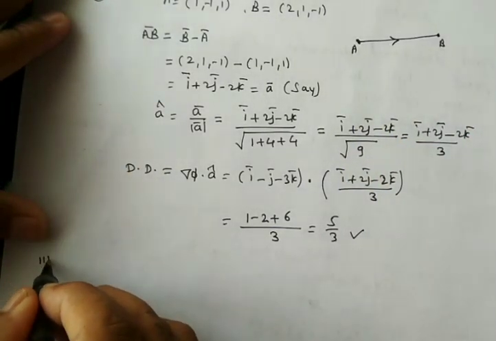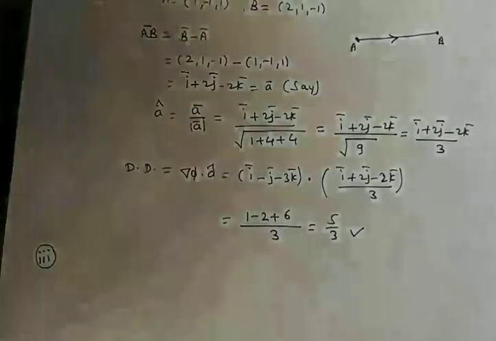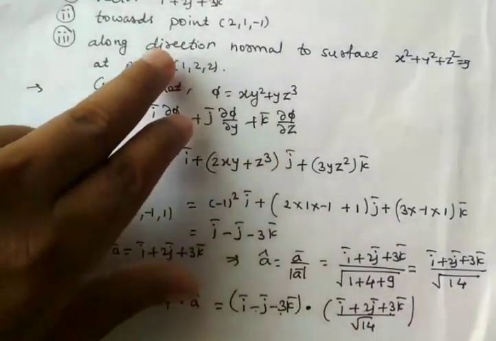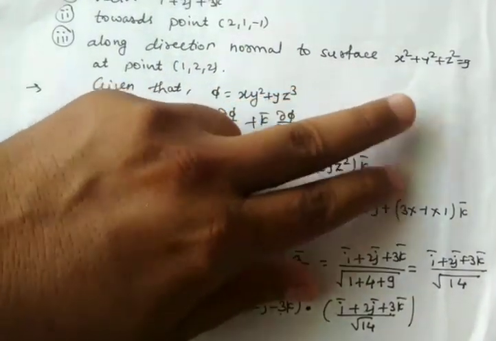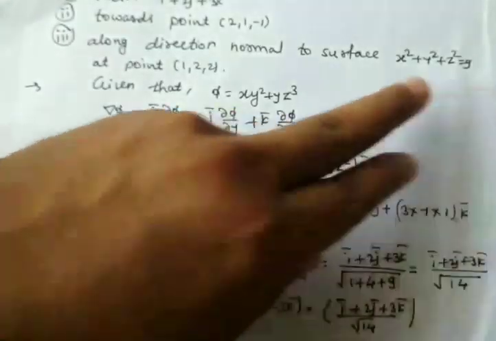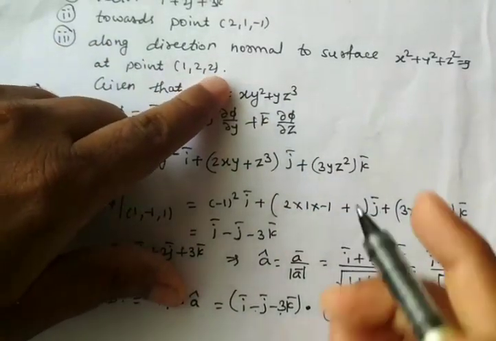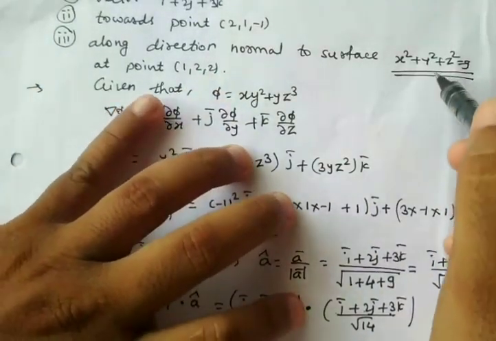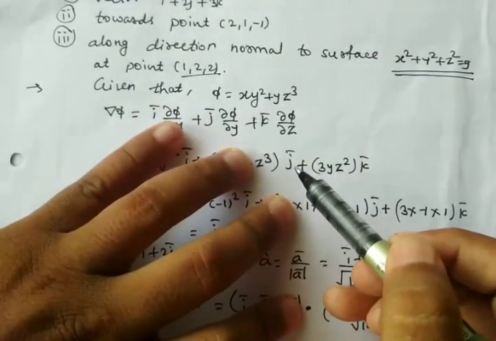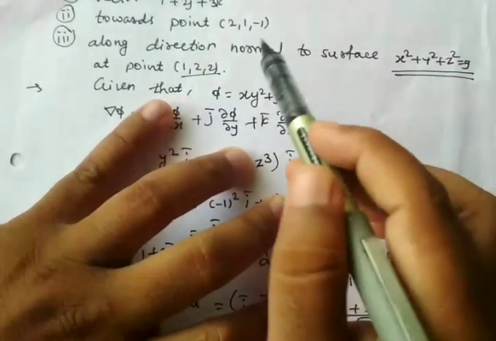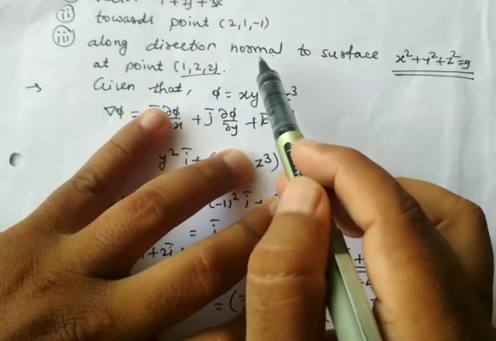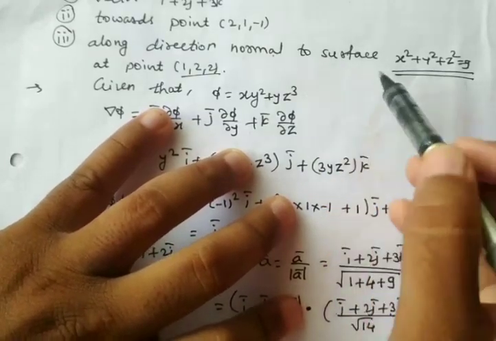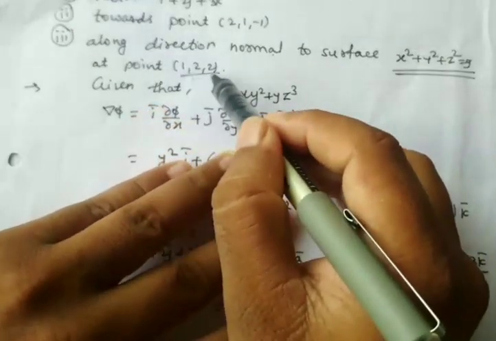Now the third sub question. The third sub question is to calculate the directional derivative along the direction of the normal to the surface x square plus y square plus z square equals 9 at point 1, 2, 2. Now this surface is a sphere, and whatever the direction of the normal to this sphere at point 1, 2, 2, in that direction we have to find the directional derivative. So first we need to calculate the normal vector to this surface at point 1, 2, 2.